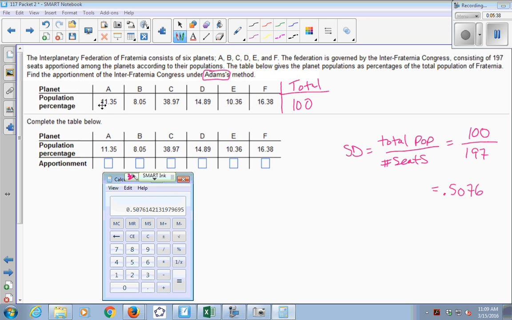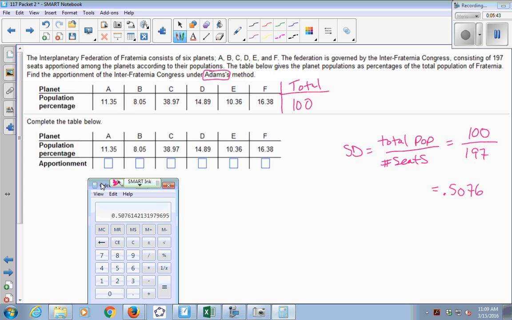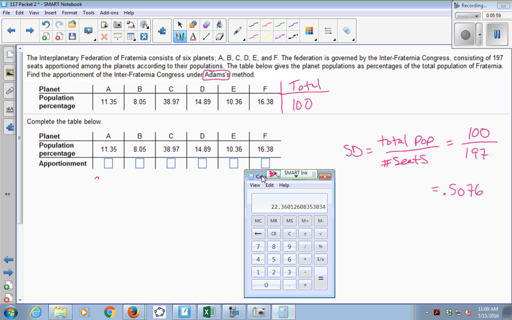All right, so now we go through and we divide each planet's population by the standard divisor. So I take 11.35 divided by 0.5076, and I get 22.36. So I'm just going to put it down here, and then I'll save that row there for the final answer. All right, 8.05 divided by 0.5076, and I get 15.85.